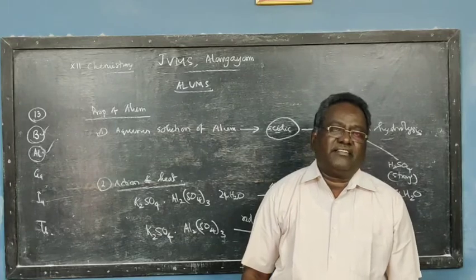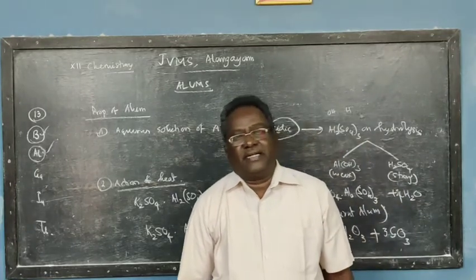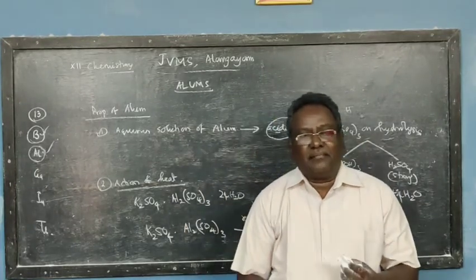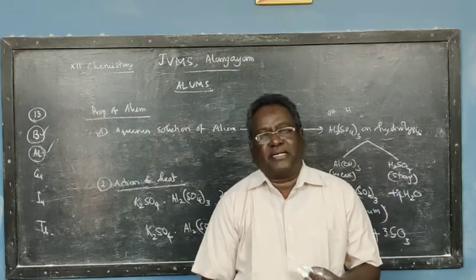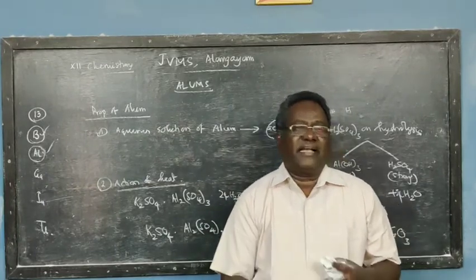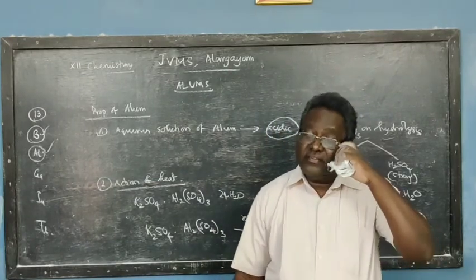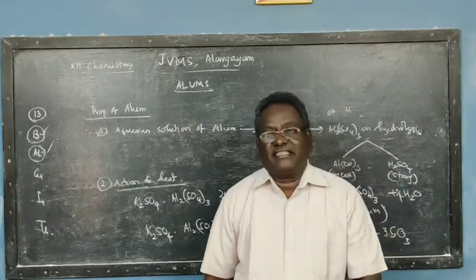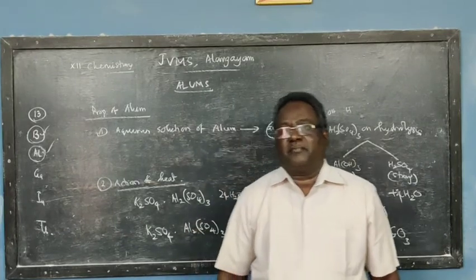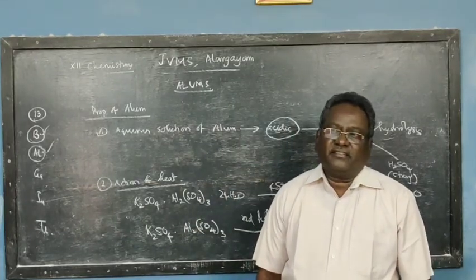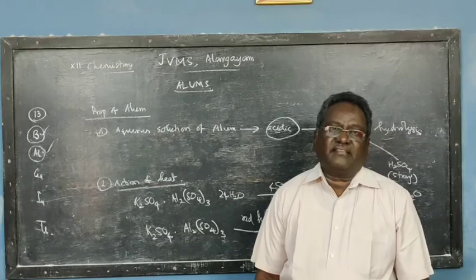These are the main applications of this potash alum, right? So you should know what is potash alum, what is the formula for potash alum, preparation of potash alum, action of heat of potash alum, and the aqueous solution of potassium alum is acidic. Then the uses of this potash alum, right? So with that we'll wind up today's class.